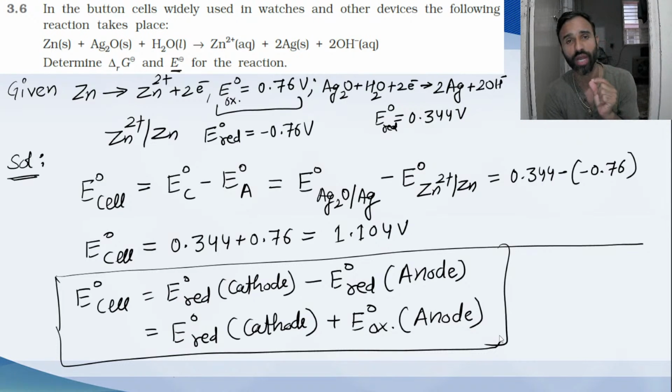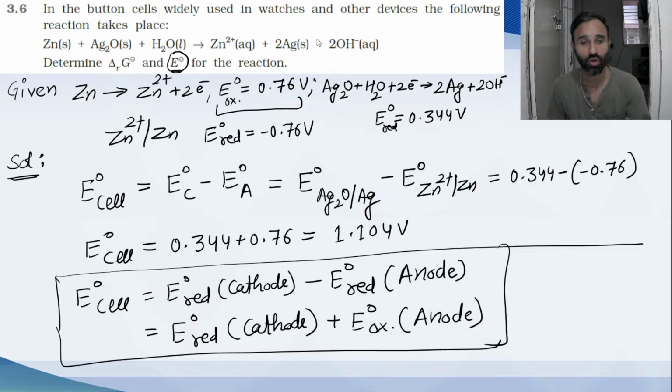E naught reduction at cathode minus E naught reduction of anode. Or if E naught oxidation is given at anode, then you can write E naught reduction of cathode plus E naught oxidation of anode. Okay, so this is the answer of this question, the E naught for the reaction.